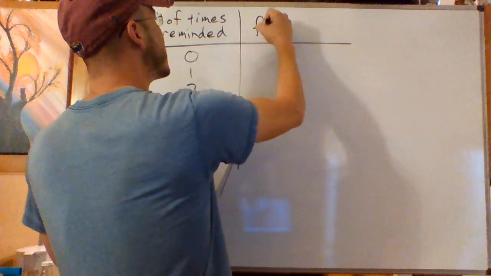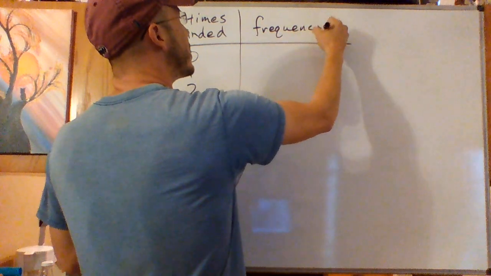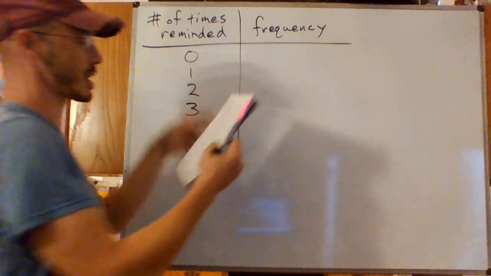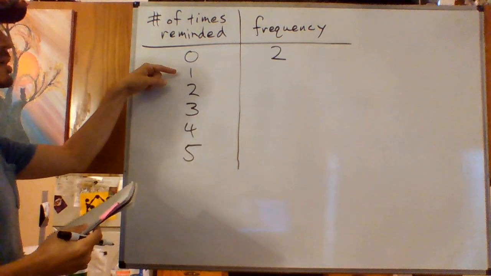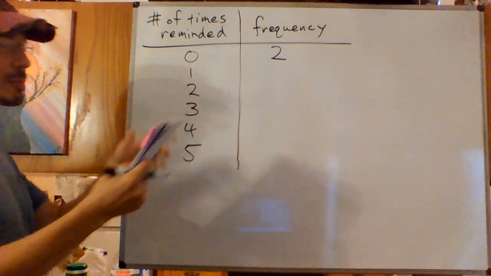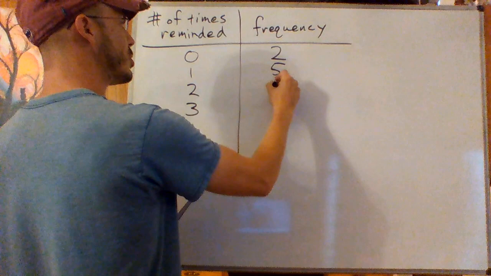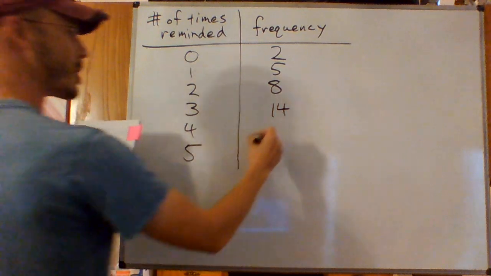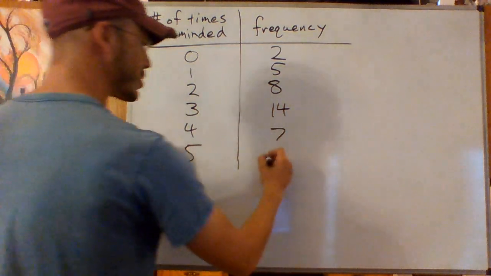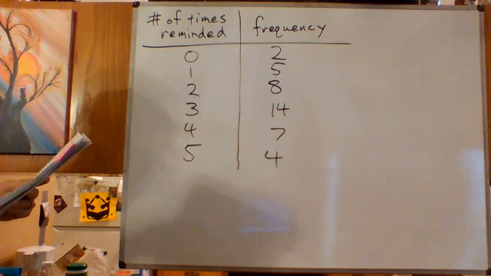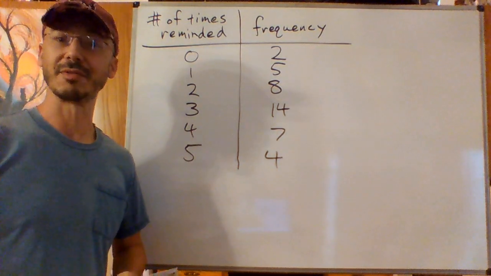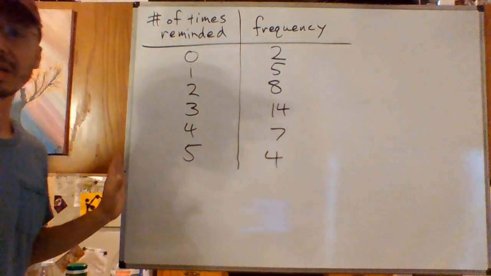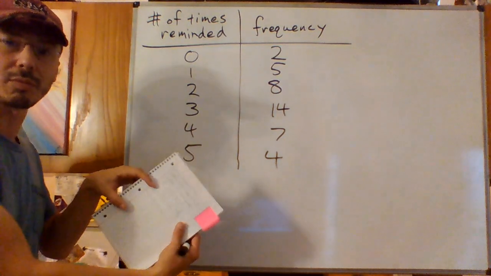And the frequency tells me how many of those mothers responded that their teenager needed to be reminded 0 times, that was 2. How many mothers responded that their teenager needed 1 reminder, that was 5. 2 reminders was 8. 3 reminders was 14. 4 reminders was 7. And 5 reminders was 4. I think I wrote too big to fit my graph here. So copy down this data so you can look at it. That's where I'm working from.